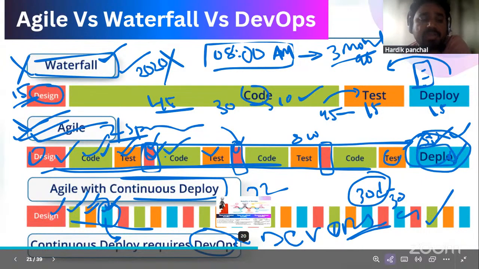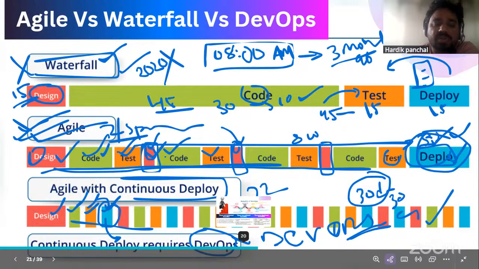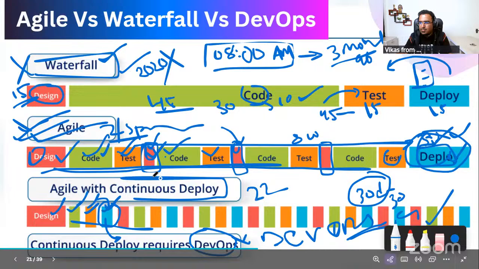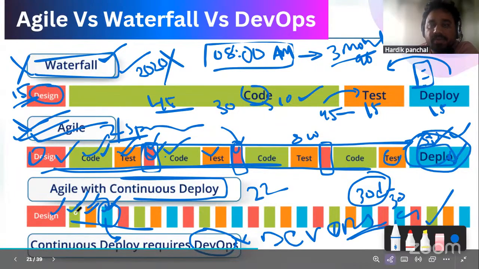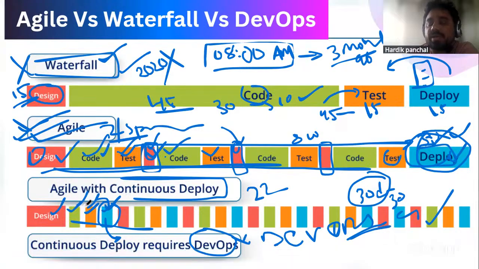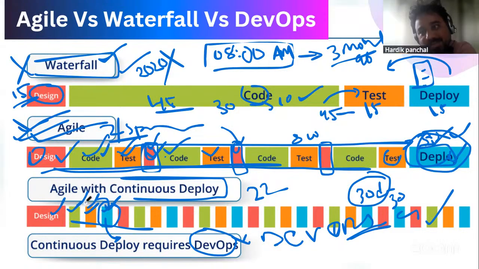Hardik, till now you are able to understand, yes or no? Yes, I understand. Cool. But I have a question about agile with continuous work. If multiple developers are working, and if a task depends on each other, or one developer's task can depend on another developer's task, we have to wait. Obviously, we have to wait.